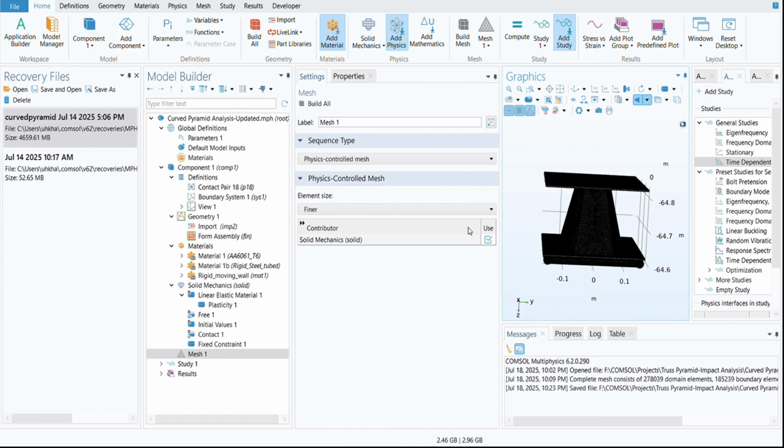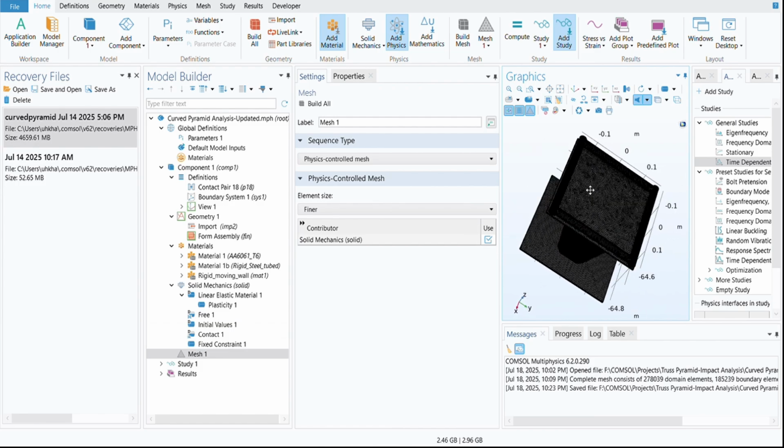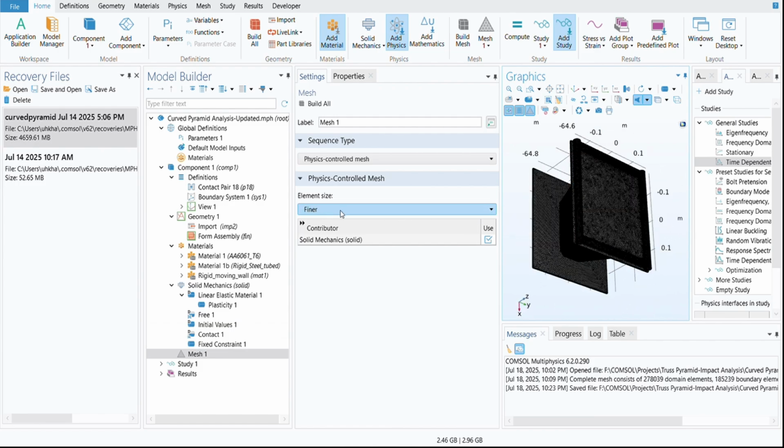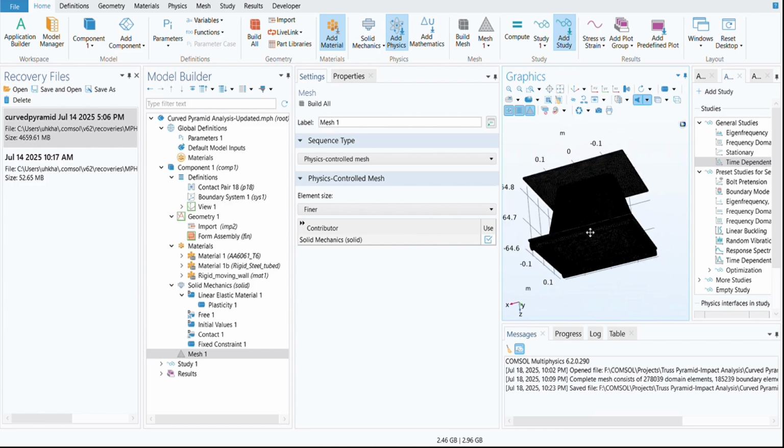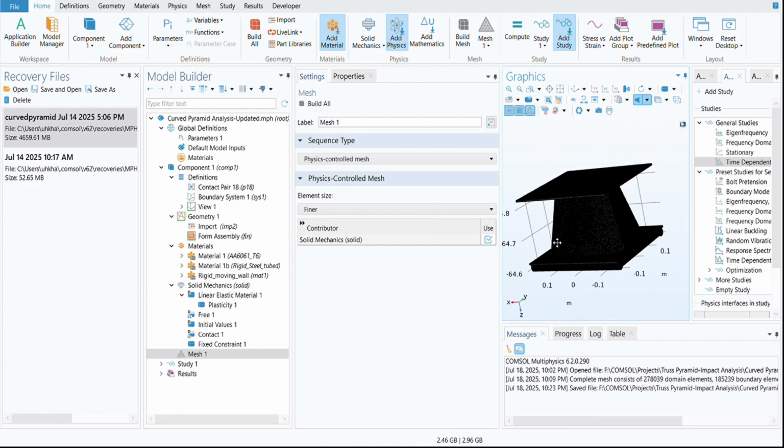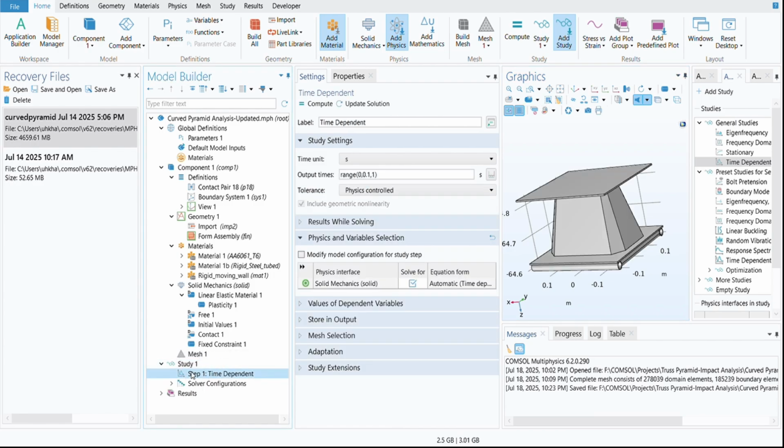This is our mesh which we have created. You can see we are using a finer mesh over here. You can see it clearly. Now for the study which we have chosen, the time dependent study, you will see the results.